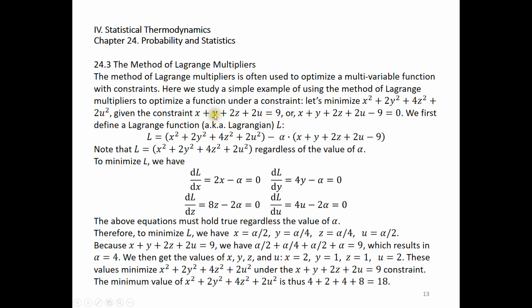So you may also try some other possible values. What if x is 9 and all other 3 are just 0? You can plug it in. 9 squared is 81. That's definitely greater than 18. You can try some other combinations. Maybe this is 3, and this is 1, and this is 1, and this is 0, stuff like that. You plug it in, and you'll get a value greater than 18.